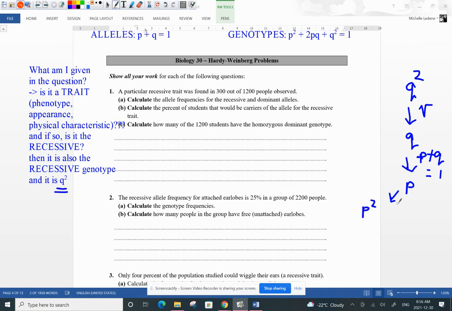Do they want p squared? Do they want the carriers, the 2pq, the heterozygous? Do they want the q squared? Or maybe that was given in the question, right? You can figure it out from there.